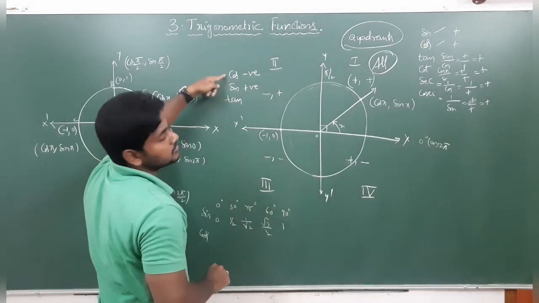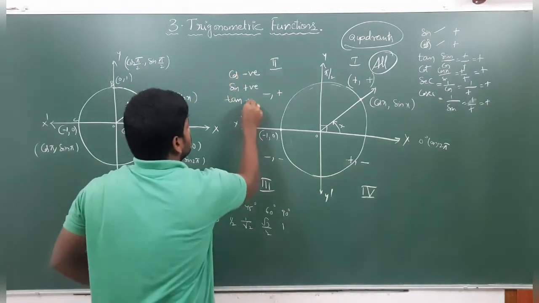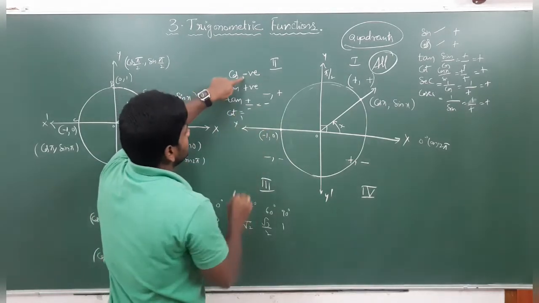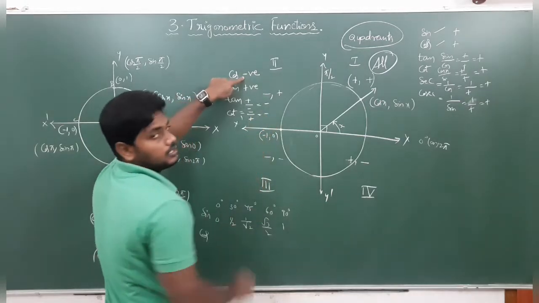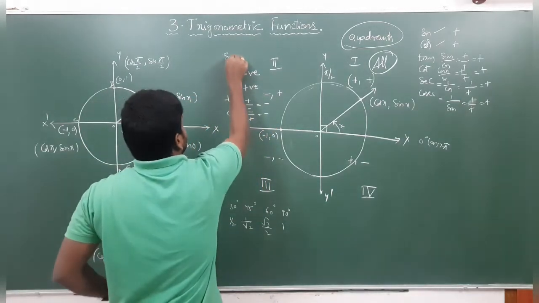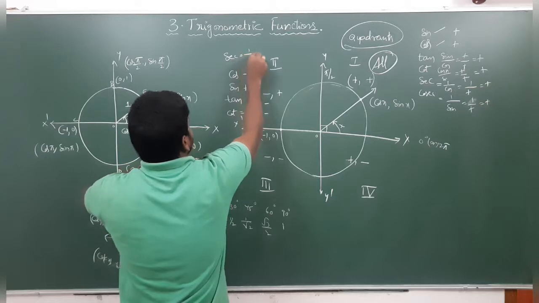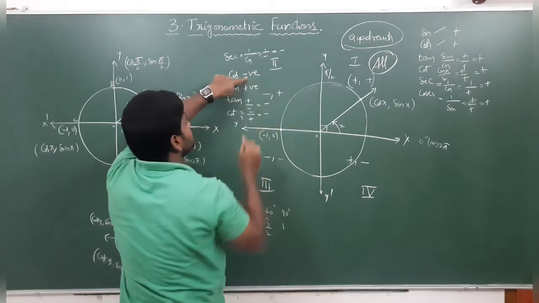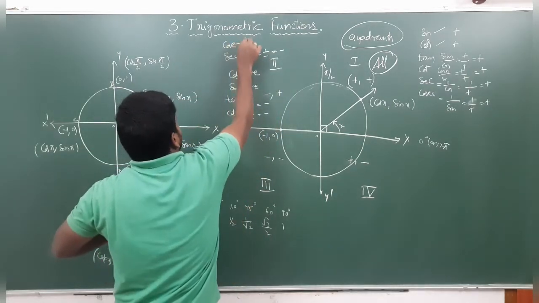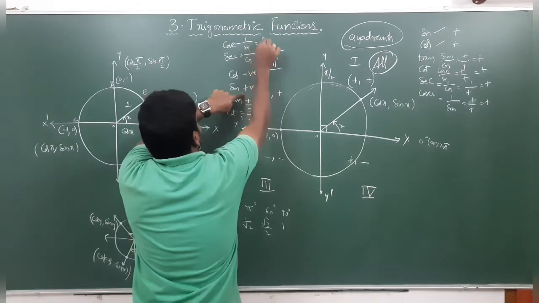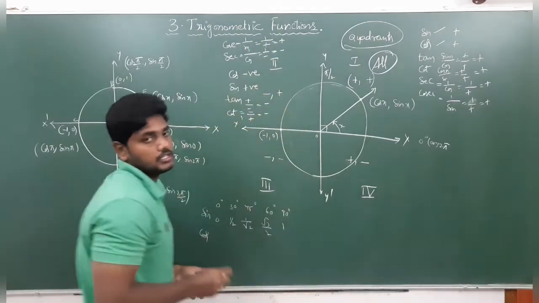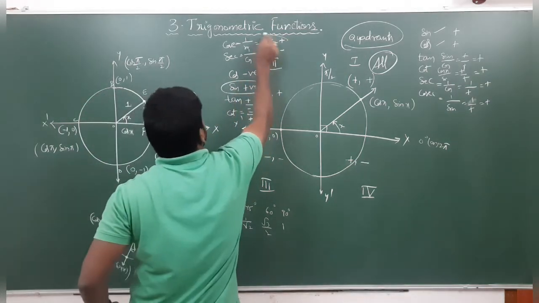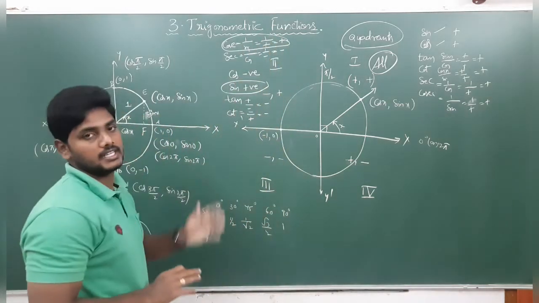Now what do you mean by tan? Tan means sin by cos, positive by negative. What is positive by negative? Negative only. What is cot? Cos by sin, negative by positive is what? Negative only. What is secant? Secant is equal to 1 by cos. Cos is negative, 1 by negative means negative only. What is cosecant? 1 by sin. What is sin? Sin is positive, so 1 by positive means positive only. That means out of these 6 trigonometric functions, only sin and cosecant are positive in the second quadrant.